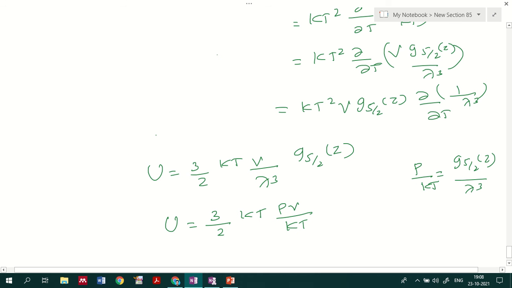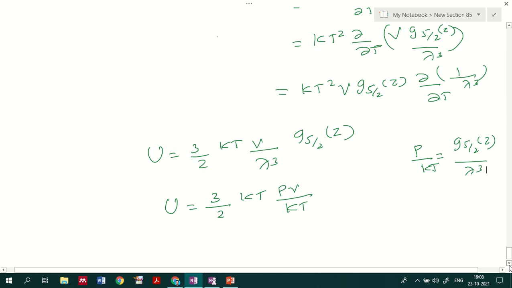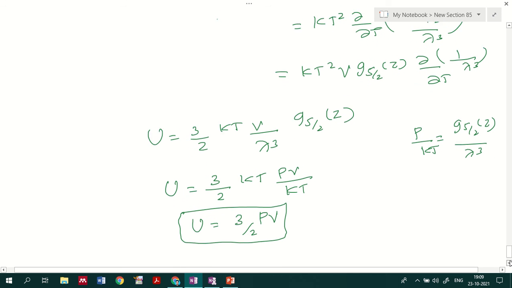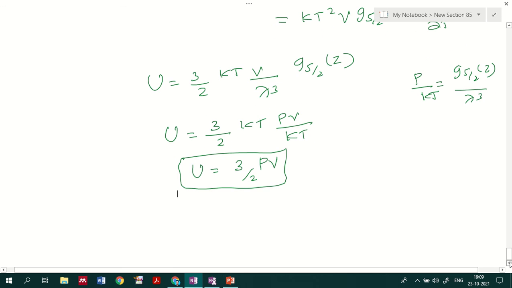So from that you will understand that you can actually cancel out kT on either side. So what you will be getting is that the internal energy is equal to 3/2 PV. This is the representation we will be getting for the internal energy. From that we can also write the pressure term: the pressure is equal to 2/3 U/V, where U is the internal energy and V is the volume.